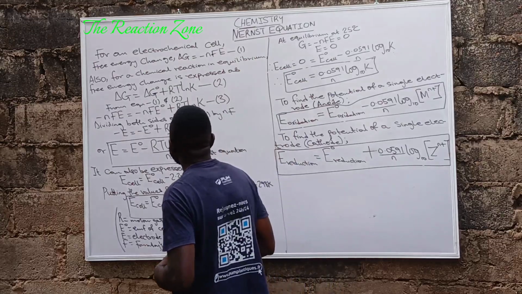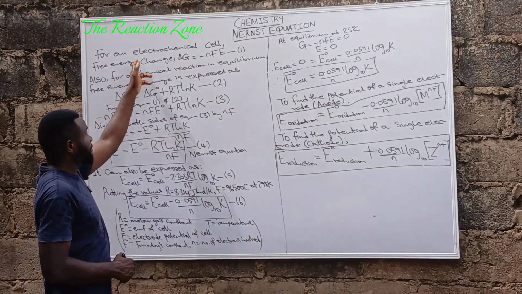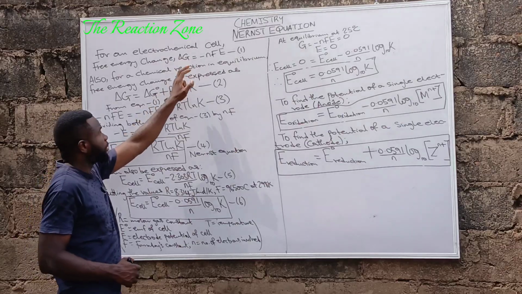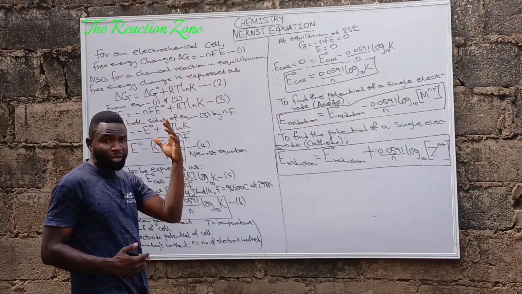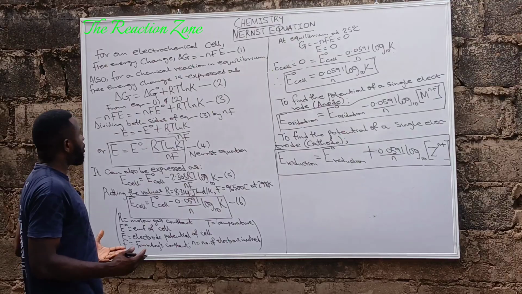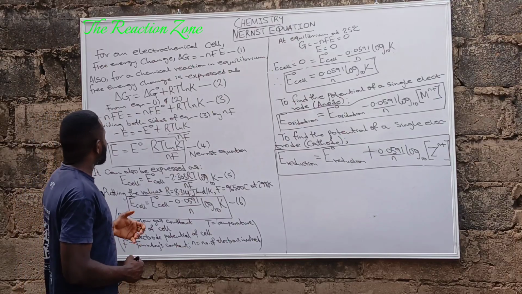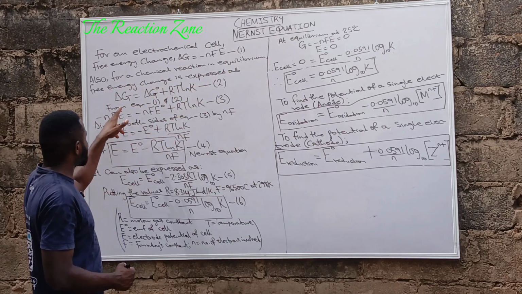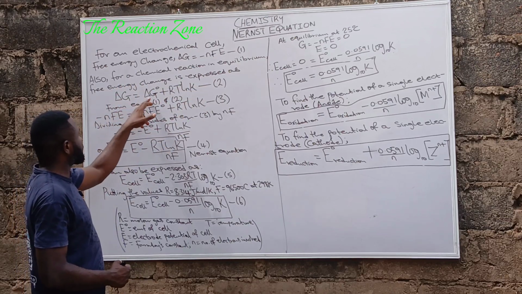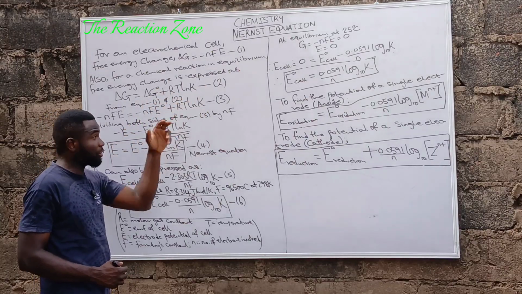Now, for an electrochemical cell, the change in Gibbs free energy, which is represented by delta G, is equal to minus NFE. Now let that be equation 1. Also, for a chemical reaction in equilibrium, the change in Gibbs free energy can also be expressed as delta G is equal to delta G naught plus RT ln K as equation 2.